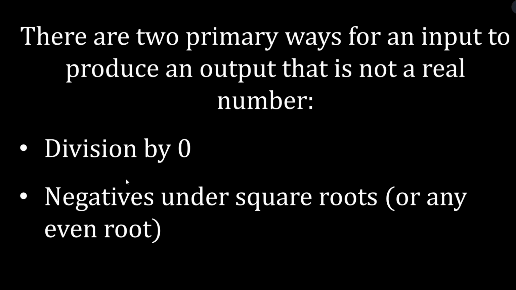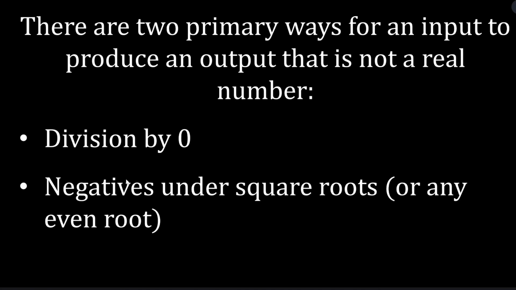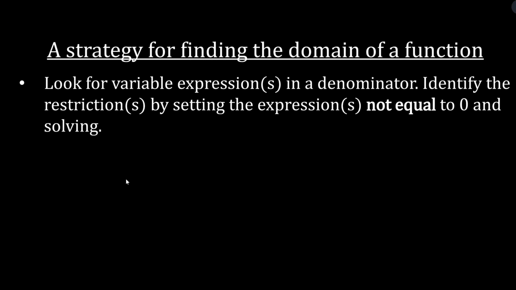So what are we going to do knowing each of these issues? And by the way, if you know this, literally 95% of domain questions you can solve. If you know this and you apply the appropriate strategy, first, we're looking for variable expressions in a denominator. Why? Because that's when we potentially could have a denominator that could equal 0 at some point for some variable. So we identify those variable expressions and we set them not equal to 0.